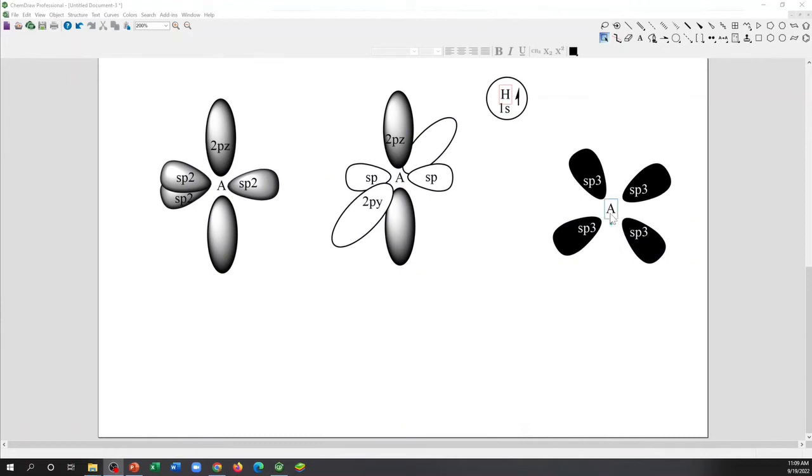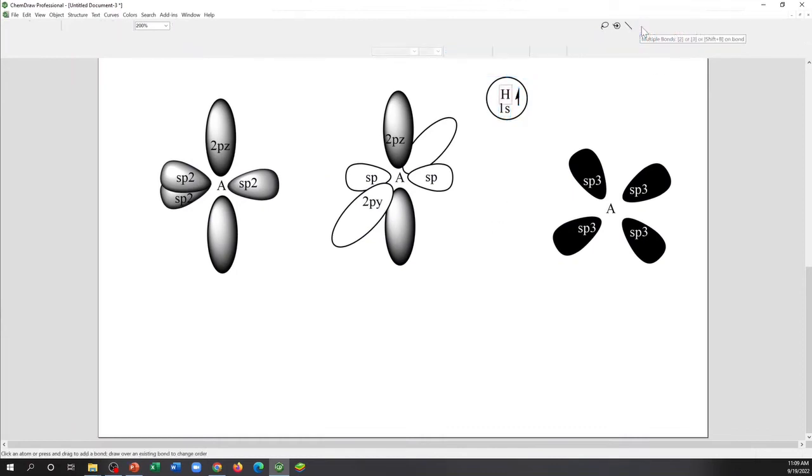Or you could have another type of atom, still called A, that is sp3 hybridized with these four lobes coming off of it. And the only other atom that we'll run into on a regular basis is hydrogen, which hybridizes in a 1s fashion, which doesn't hybridize, it just stays 1s because it can't hybridize at all.